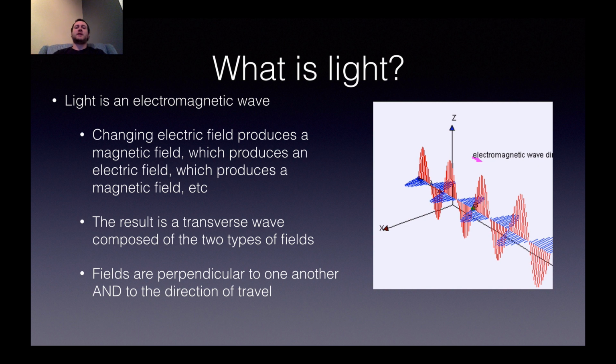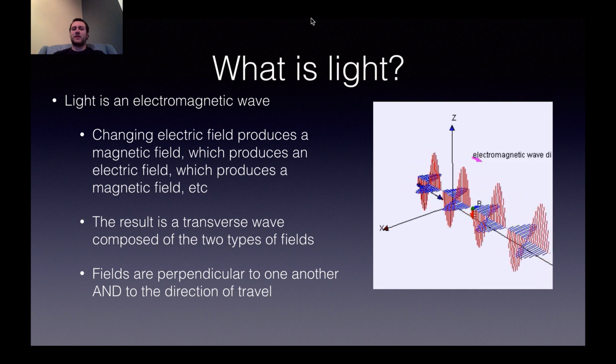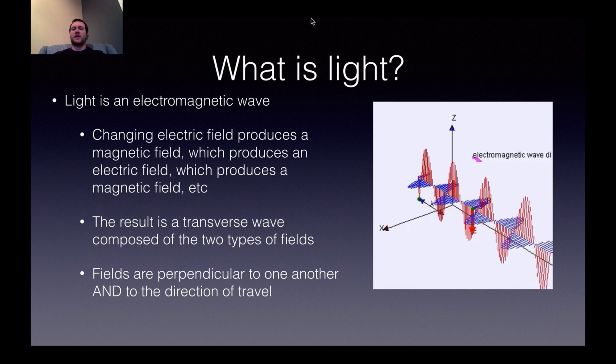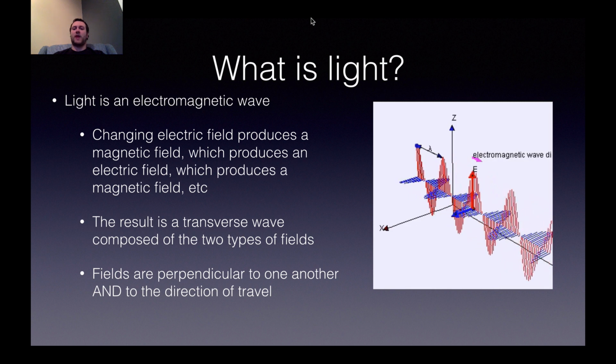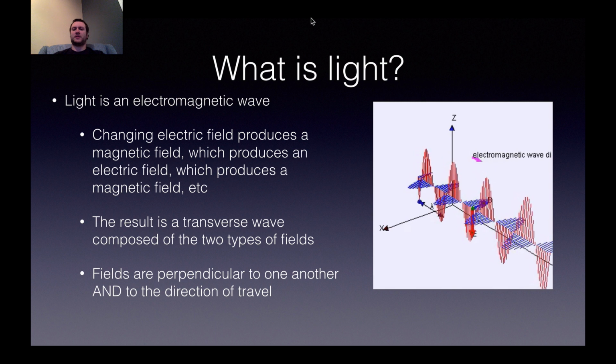So all it takes is you get an electric charge to start changing what it's doing, right? You accelerate it. And as you accelerate it, we can produce magnetic fields, which make electric fields, which make magnetic fields, and so on. And that's what this is showing us here in the diagram, right? We're seeing the magnetic field in blue and the electric field in red.